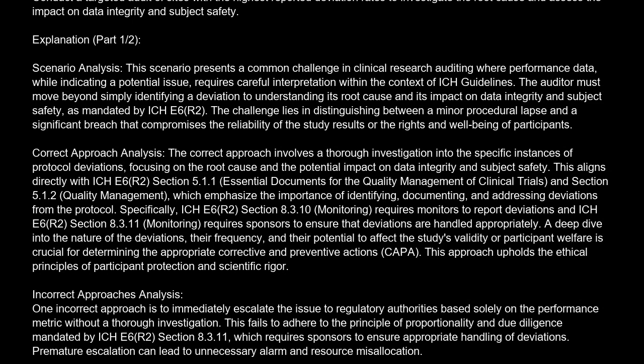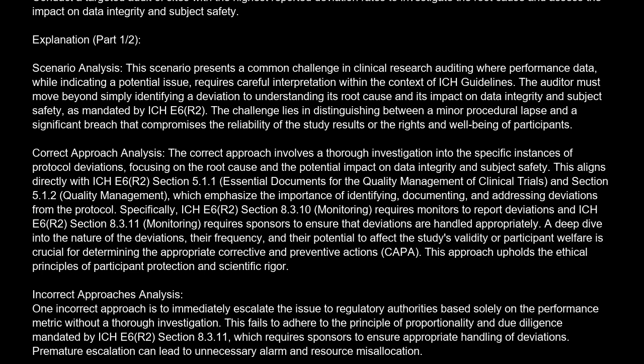The correct answer is C. Conduct a targeted audit of sites with the highest reported deviation rates to investigate the root cause and assess the impact on data integrity and subject safety. Explanation. Scenario analysis. This scenario presents a common challenge in clinical research auditing where performance data, while indicating a potential issue, requires careful interpretation within the context of ICH guidelines. The auditor must move beyond simply identifying a deviation to understanding its root cause and its impact on data integrity and subject safety, as mandated by ICH E6 R2.